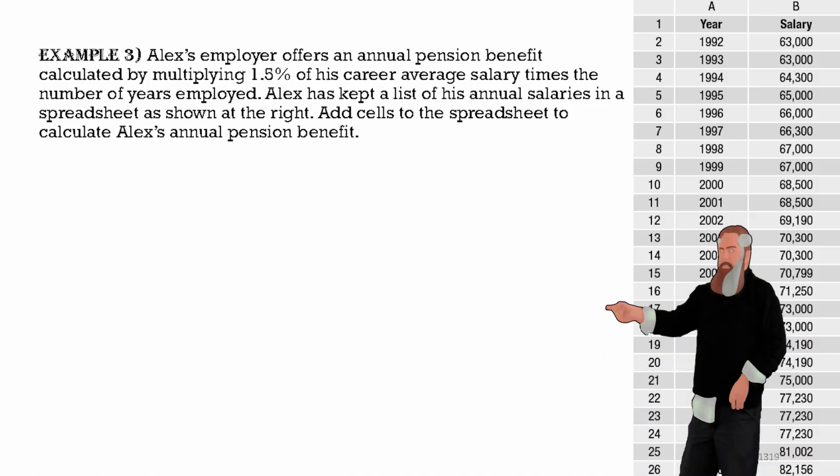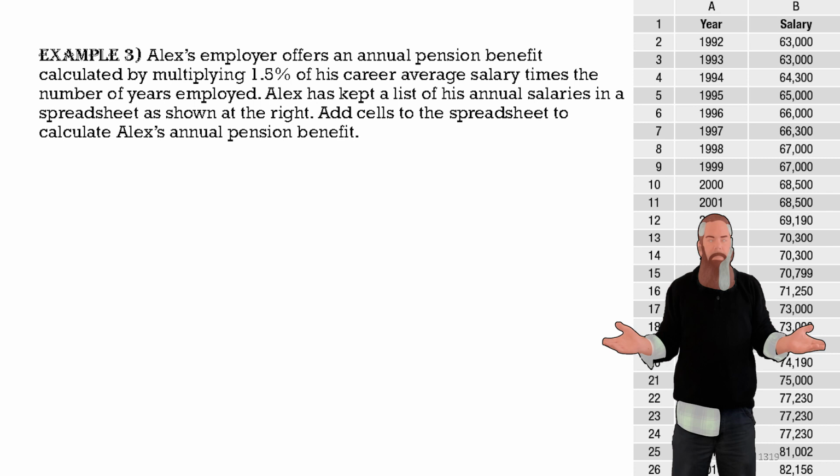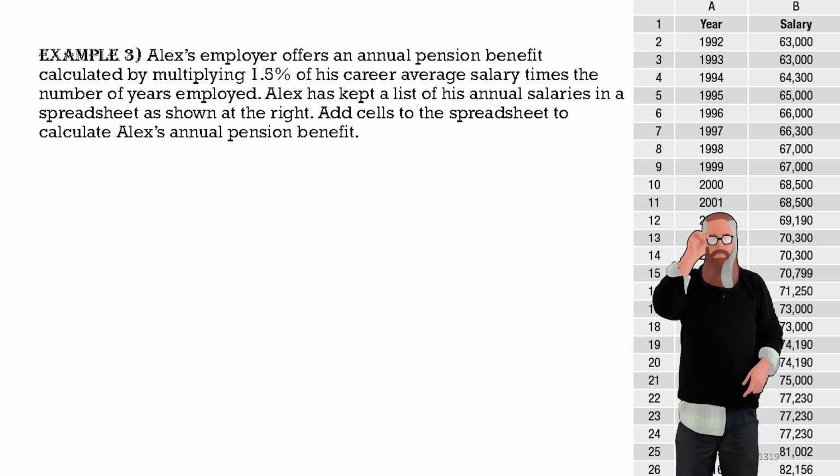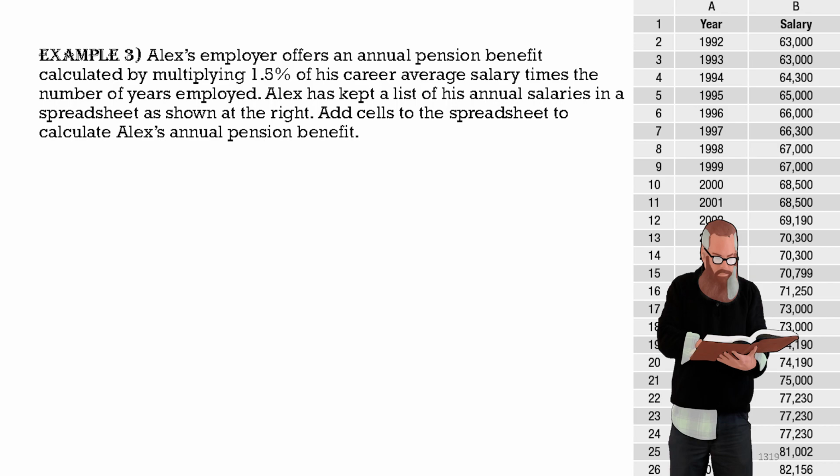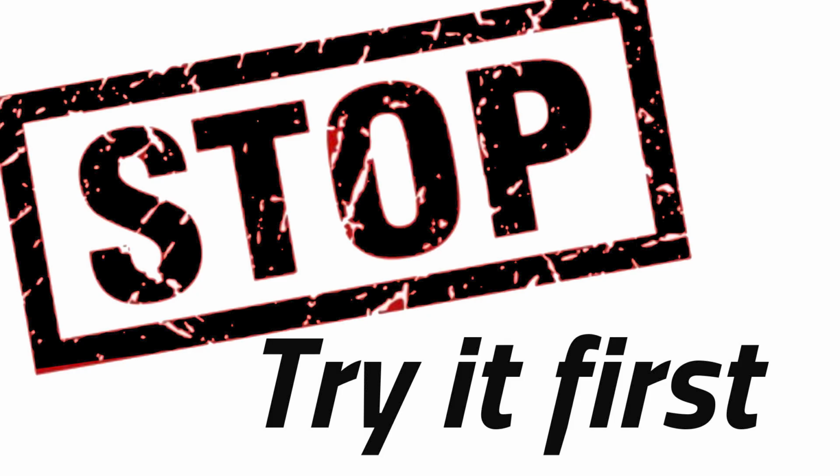Well, Alex's employer offers an annual pension benefit calculated by multiplying 1.5% of his career average salary times the number of years employed. Alex has kept a list of his annual salaries in a spreadsheet, as shown to the right. Add cells to the spreadsheet to calculate Alex's annual pension benefit.